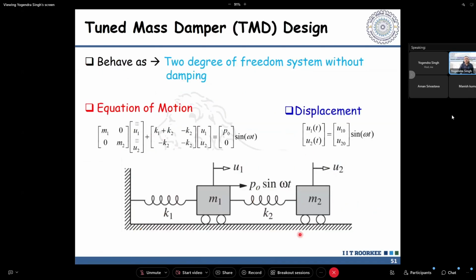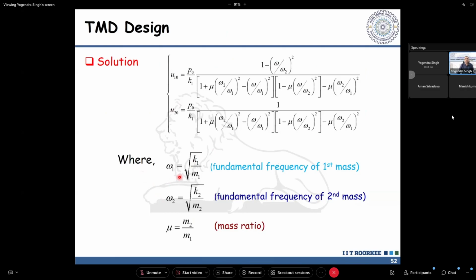As I said, this is nothing but a 2 degree of freedom system. We can write down the equation of motion in the form of a matrix, and then we can solve it. After solving, we get these relationships. The displacement of the primary system is given by U1 naught, and the peak displacement of the secondary system is given by U2 naught, representing the peak displacement. Here, the two frequencies are omega 1 for the primary system and omega 2 for the secondary system, and the mass ratio is mu. These are important: the frequencies of the two systems and the mass ratio.